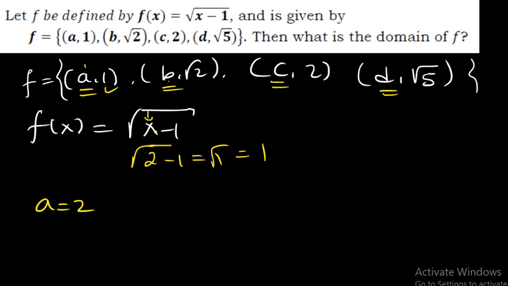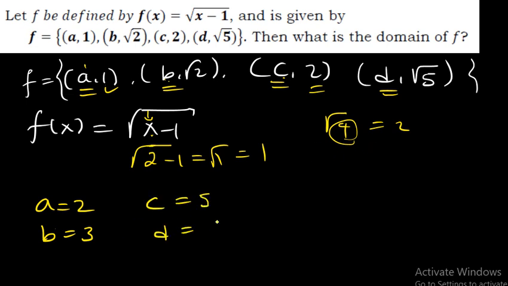Again, what number b is inserted in place of x to get radical 2? That means b must be 3, because 3 minus 1 will give me 2, and the 2 in the radical will remain there. And what number c has to be put in place of x to get 2? To get 2 from a radical, what number will give you 2? That is 4. So to get 4, what number minus 1 will give me 4? That's 5. So c is 5, and d is 6. So the domain must be 2, 3, 5 and 6. This should be the domain.